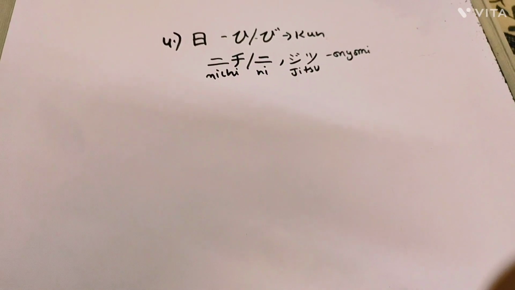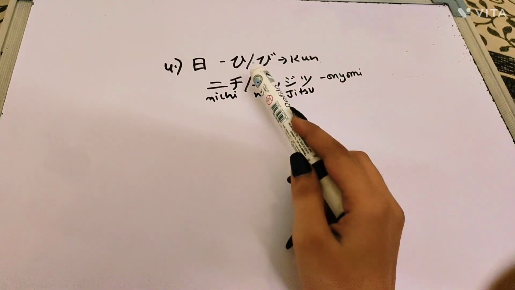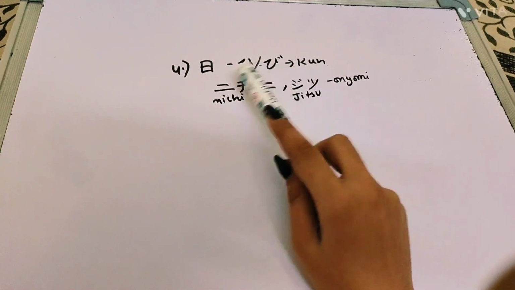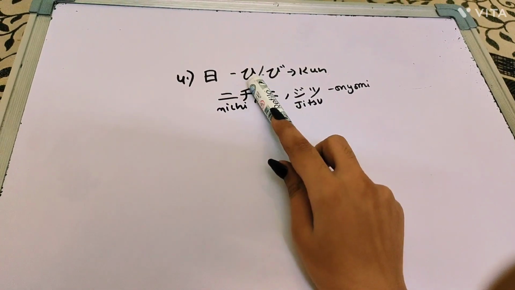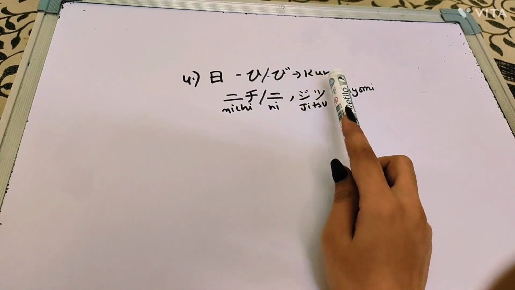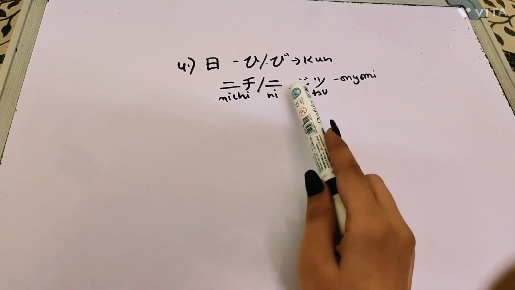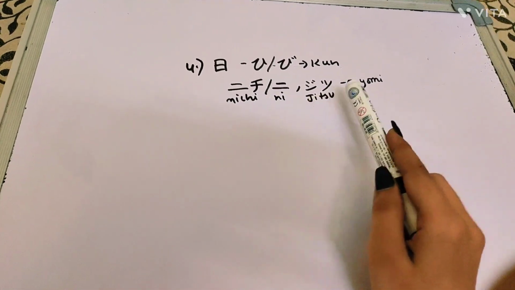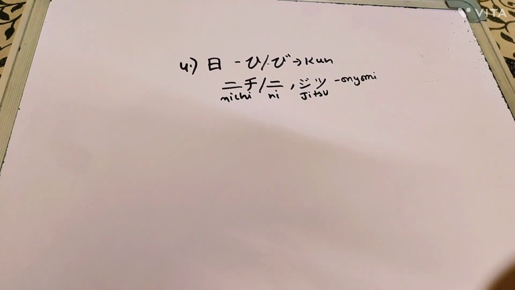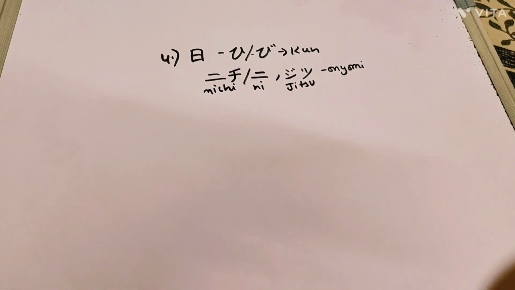Fourth one is he. Kunyomi is he and be. And onyomi is nichi, ni, and jitsu.